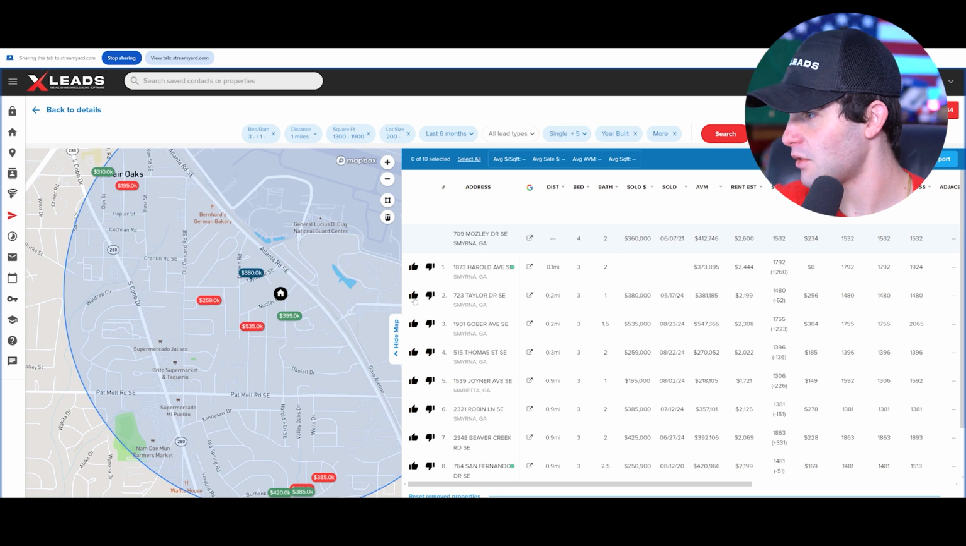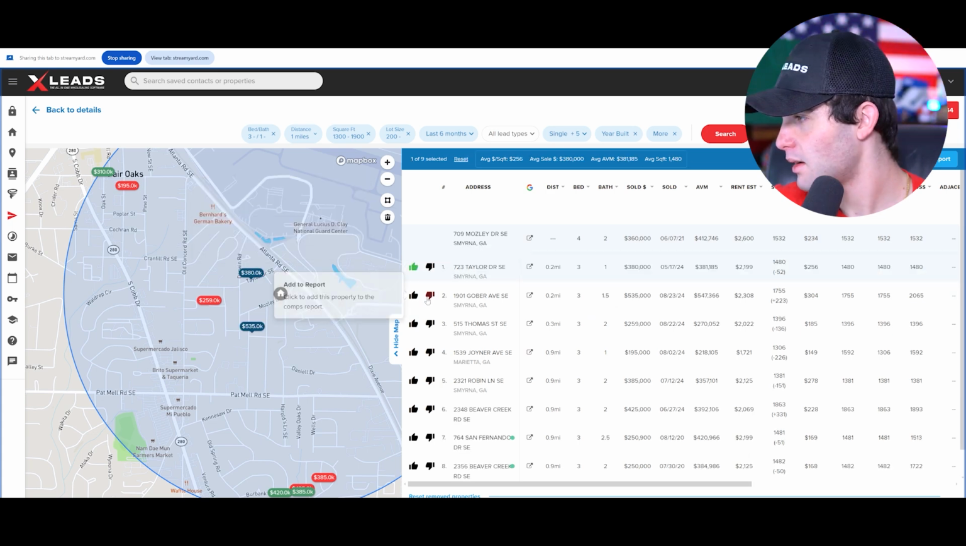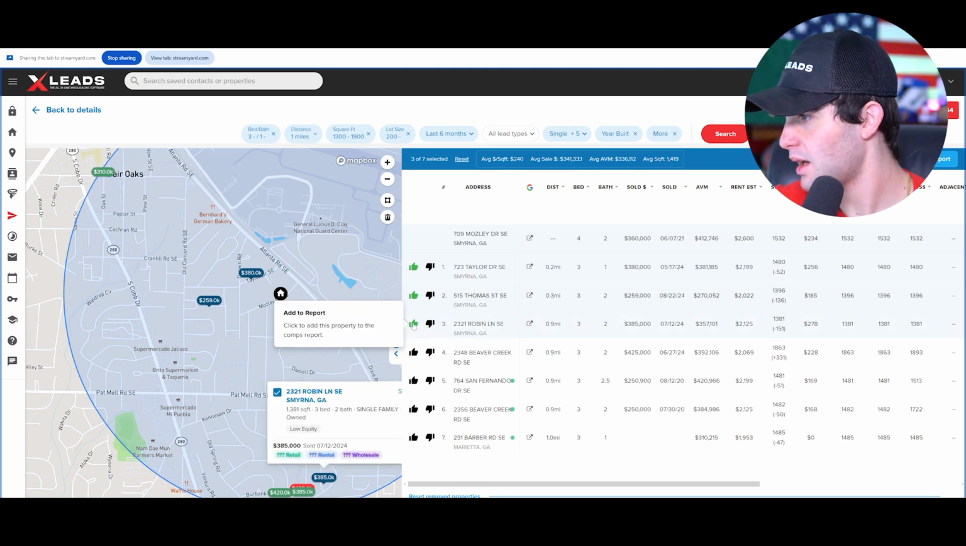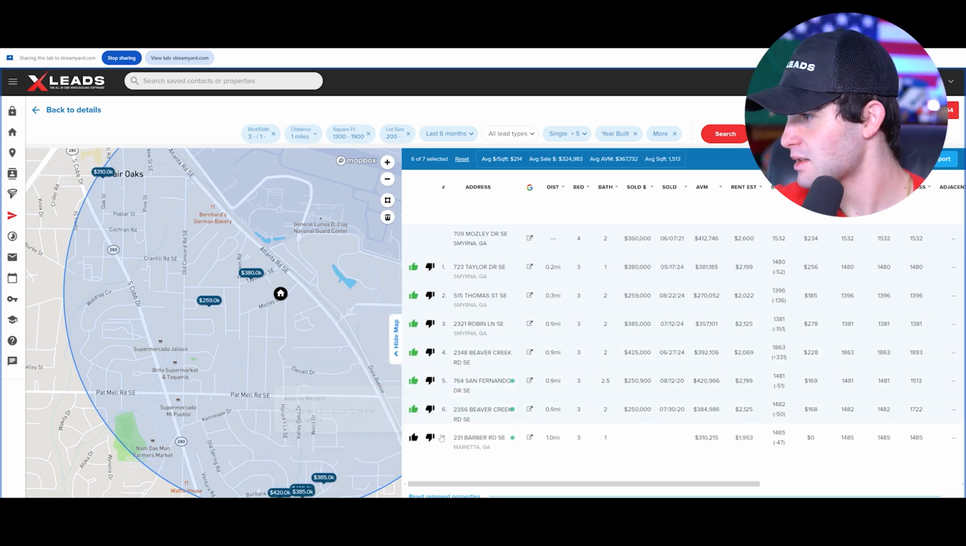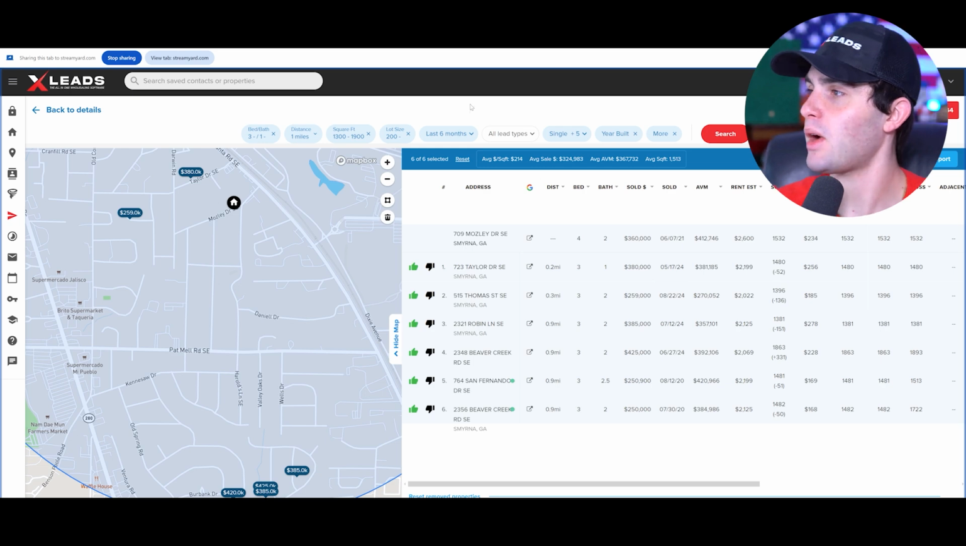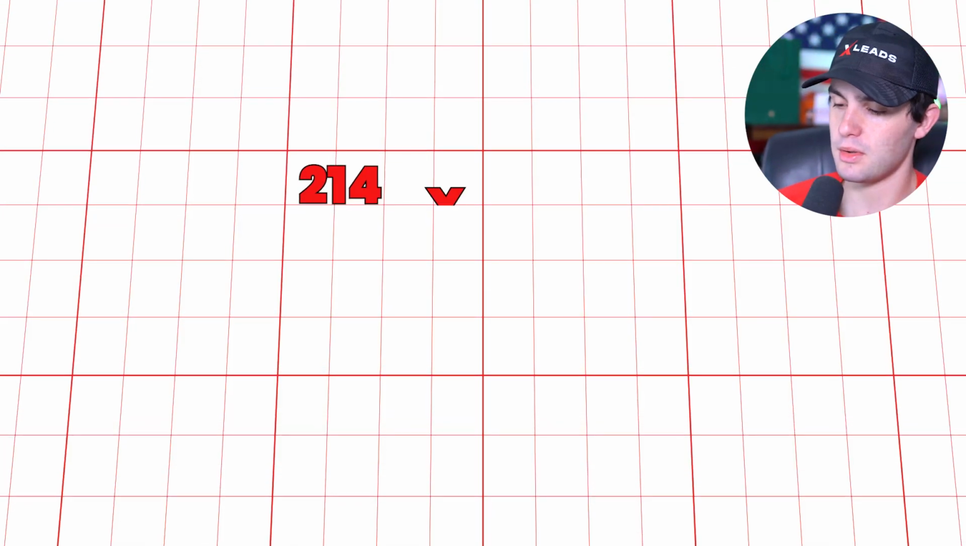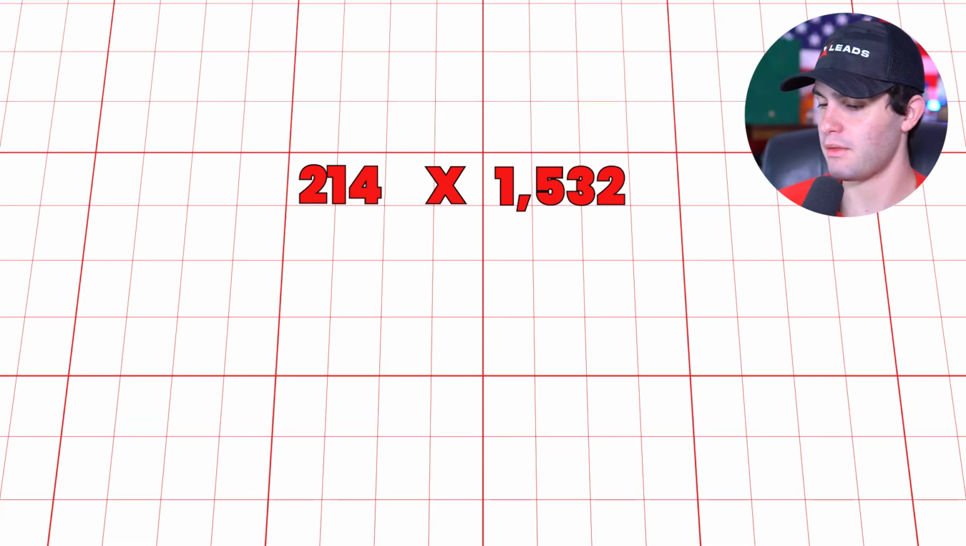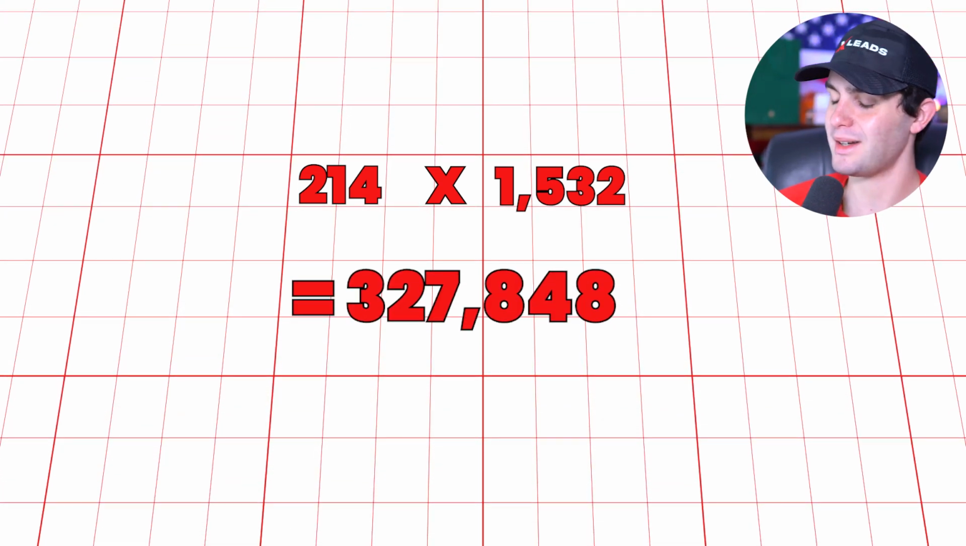All right. So this one sold for 380. High side, I'm going to say no. Yes. No. Yes. Yes. Yes. Yes. And no, because Marietta is even a different city. So we're getting an average of 214 per square foot. Doing some math here, do you see this average price per square foot of the properties I selected? So 214 multiplied by 1532 is about 327.